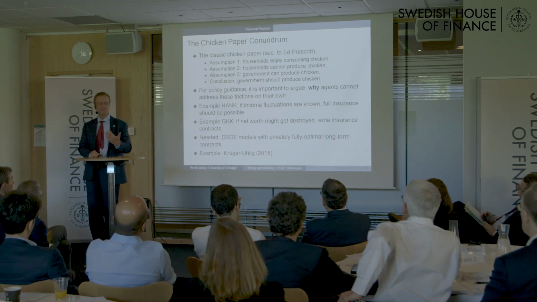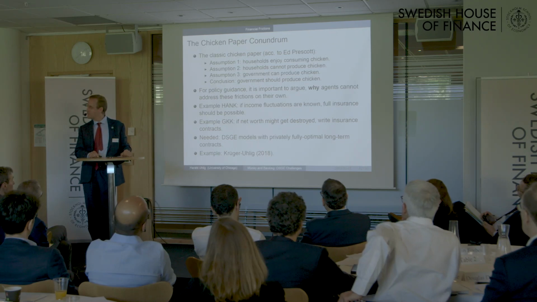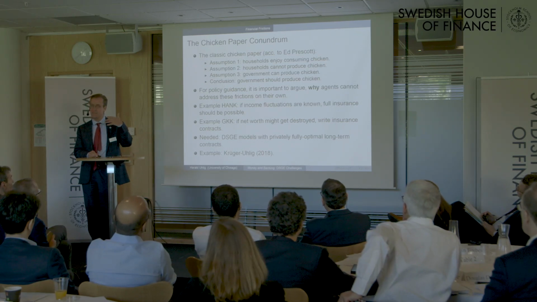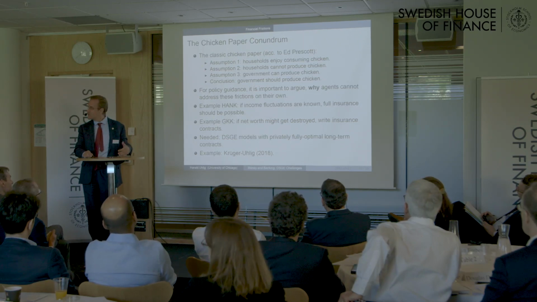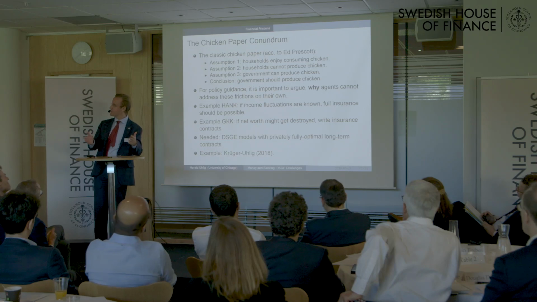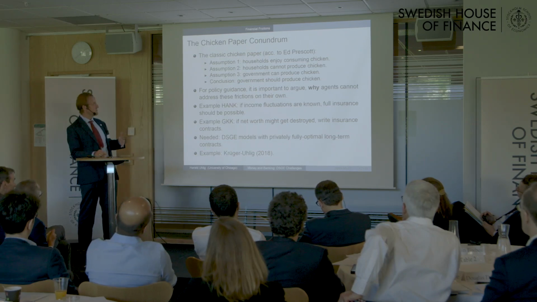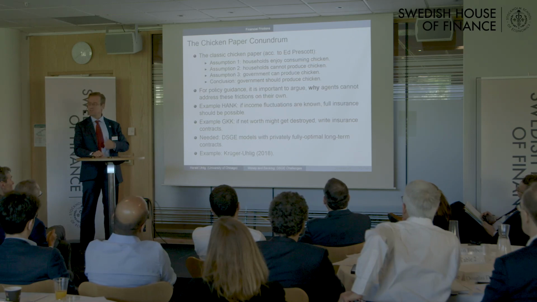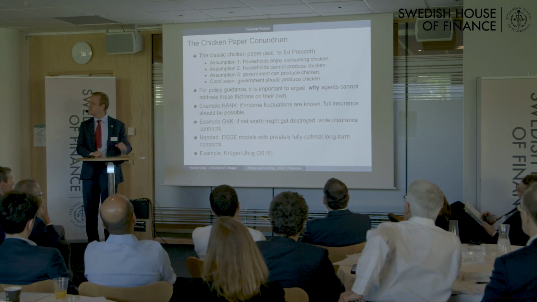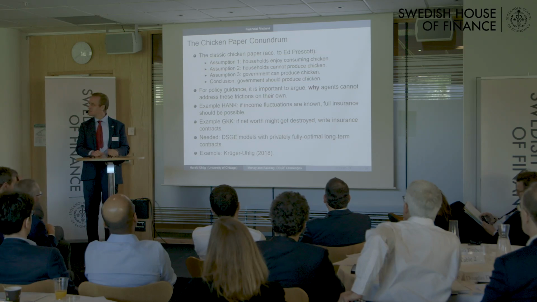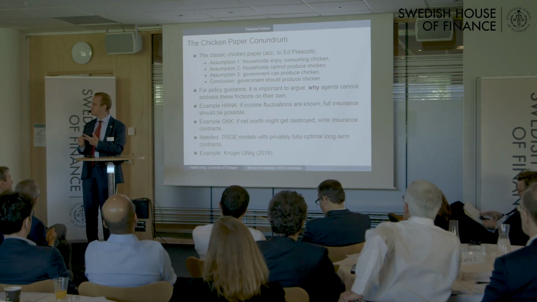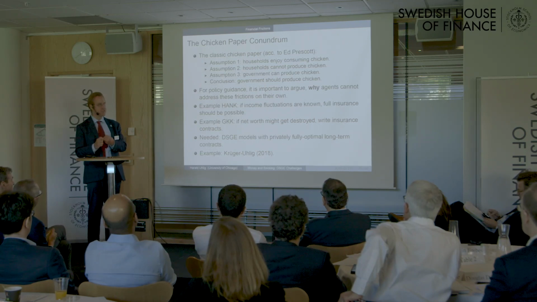The chicken paper is attributed, by anybody who studied at Minnesota, to Ed Prescott, and it's a caricature of a paper. It sounds funny, but it should be taken very seriously, I think, in advertising models as being useful for policy analysis. So the chicken paper, according to Ed Prescott, runs as follows. You're making three assumptions. Assumption 1, households enjoy consuming chicken. Assumption 2, households cannot produce chicken. Assumption 3, governments can produce chicken. Conclusion, government should produce chicken.